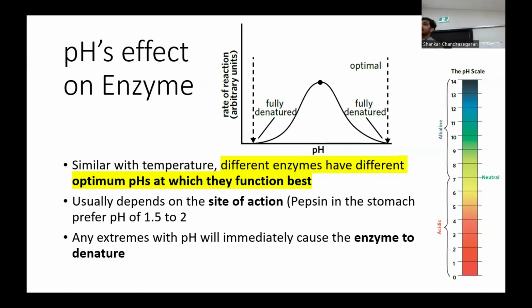Okay, now let's look at how pH affects an enzyme. So similar with temperature, different enzymes have a different pH optimal range, right? So certain enzymes can survive in a very acidic environment, and certain enzymes can survive in a very basic environment.